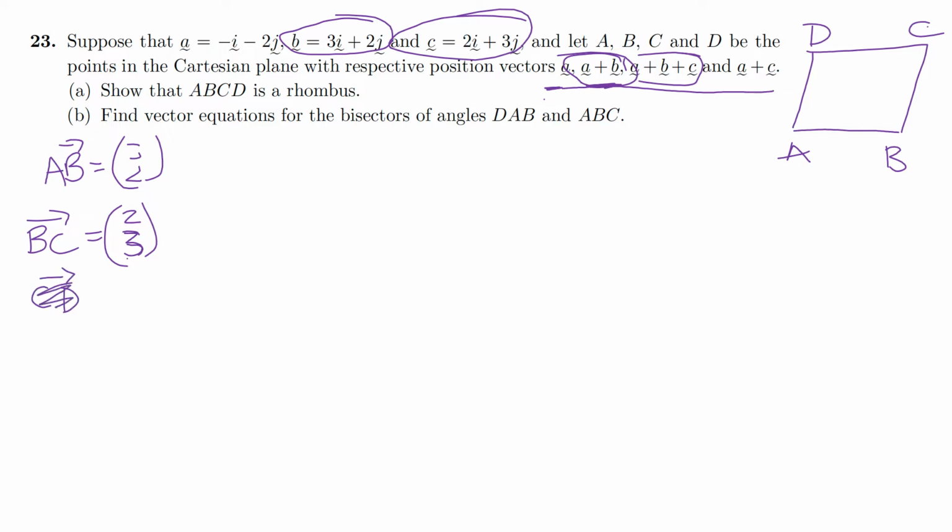Actually, what I should look at is DC, because I want that to be the same as AB. So let's look at DC. That means I take C and take away D, and that would leave me with B, if I'm reading that correctly. And B is 3, 2. So you can see those two are equal to each other, and of course the other one I found is BC.